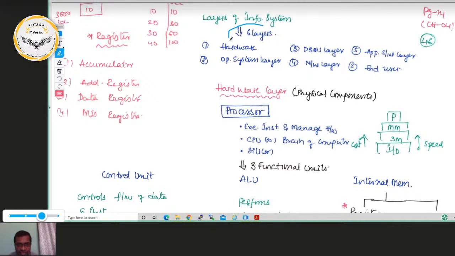So how many layers do we have? Information systems consist of 6 layers. The first one is the hardware layer. Second is the operating system layer. Third one is the database management system layer. Fourth one is the network layer. Fifth one is the application software layer, and sixth one is the end user. So these are the 6 layers of an information system. Now let us start with the first layer, which is nothing but hardware.